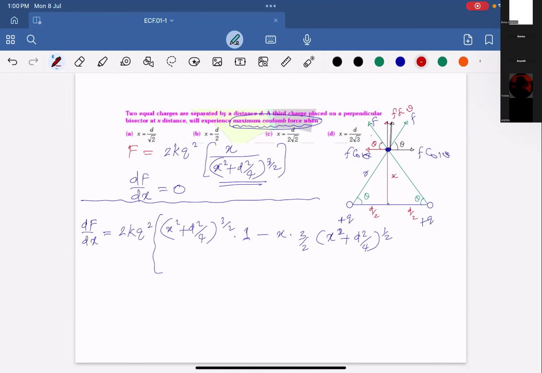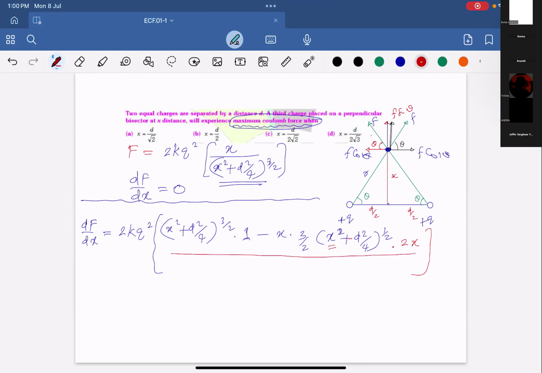I'm trying to take the differentiation of this denominator. How to find it? Power into, power is 3 by 2, into that bracket, x square plus d square by 4 the whole raised to 3 by 2 minus 1. I'm not done yet. I have to differentiate one more time. What is x square's differentiation? It is 2x. Why did I do it? Because this is called function of a function rule or chain rule. I told you about chain rule.